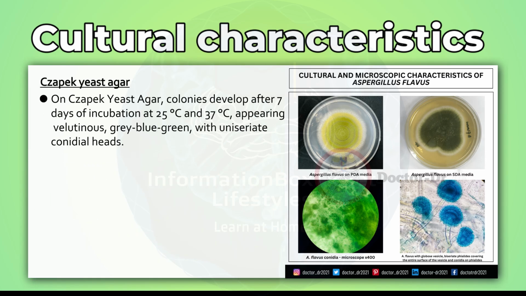Czapek yeast agar: on Czapek yeast agar, colonies develop after 7 days of incubation at 25 degrees Celsius and 37 degrees Celsius, appearing velutinous gray-blue-green with uniseriate conidial heads.